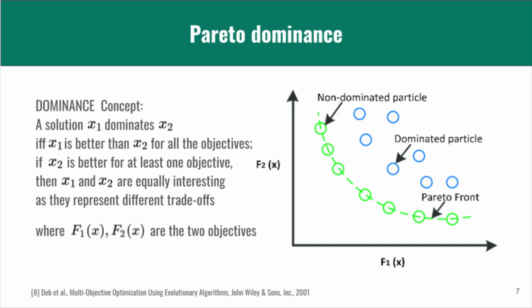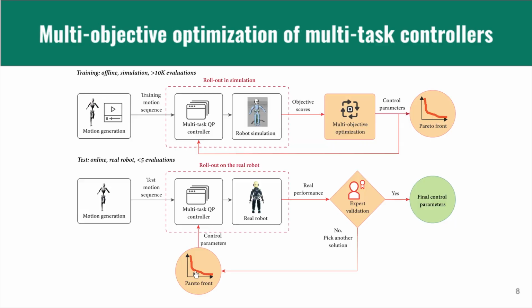Multi-objective optimization relies on the Pareto dominance concept. A solution x1 dominates x2 if and only if x1 is better than x2 for all the objectives. If x2 is better for at least one objective, then x1 and x2 are equally interesting as they represent different trade-offs. Using this definition, optimizing means finding the set of non-dominated solutions of the search space, that is, solutions that cannot be improved with respect to one objective without decreasing the score with respect to the other. This set is called the Pareto front.